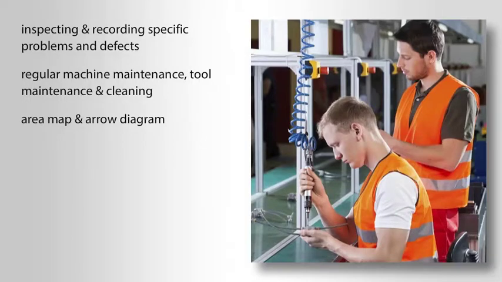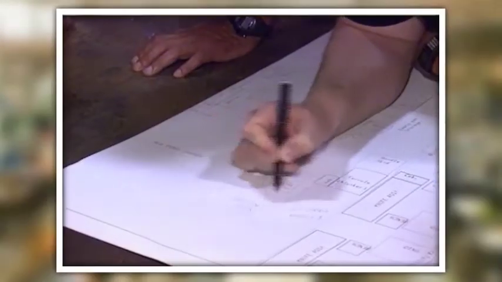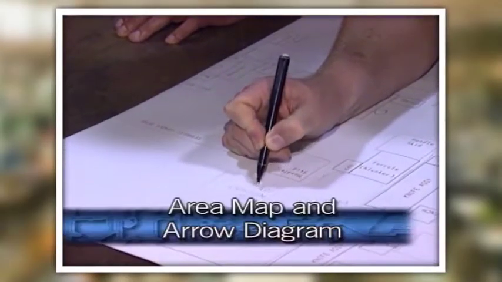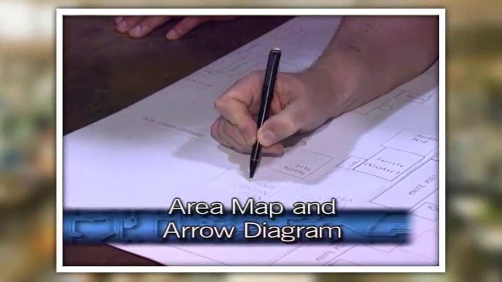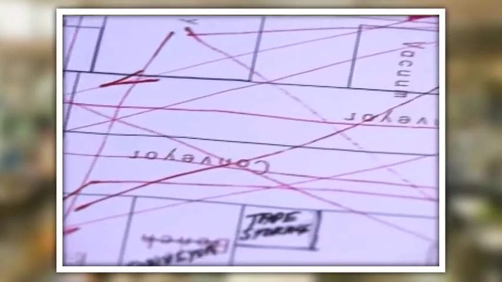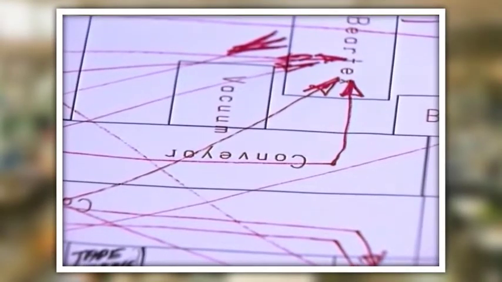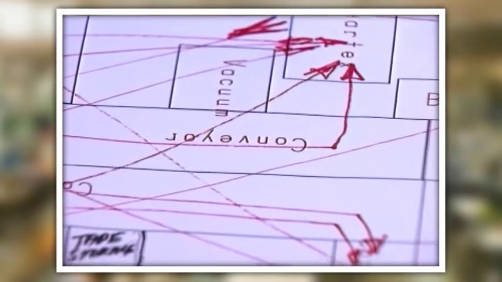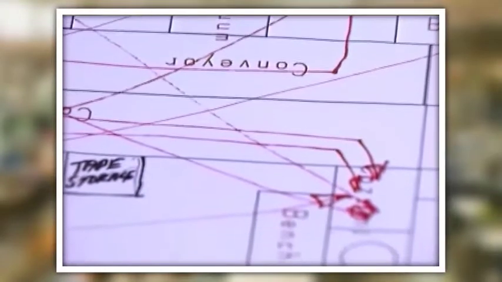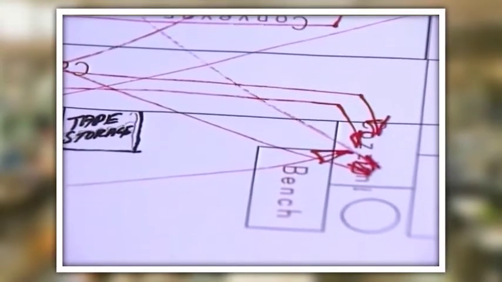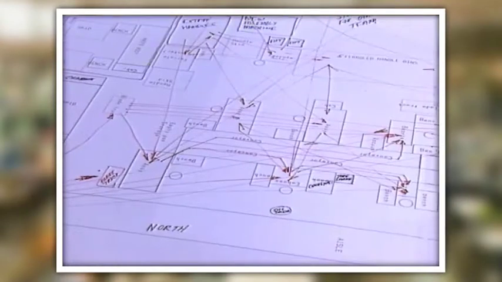Element 2. Area map and arrow diagram. The area map shows the present position of all items, groups of items, and workstations in the target area. The arrow diagram is drawn on the area map to show the physical flow of activity required by the target area's operations.